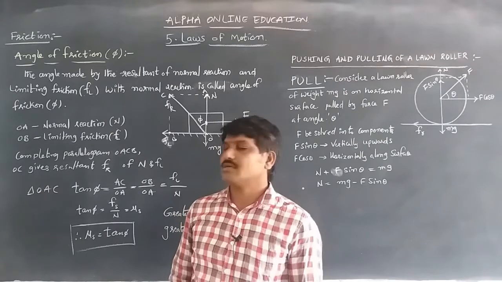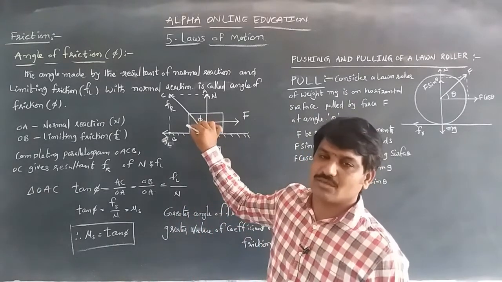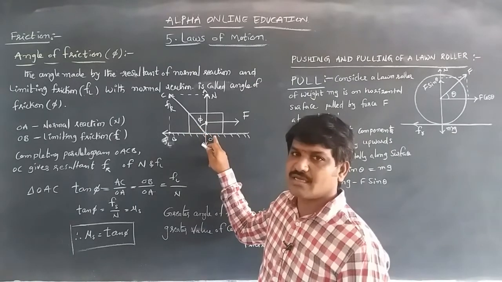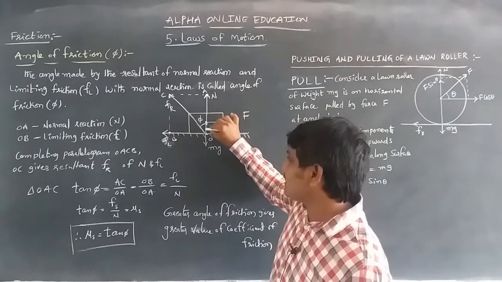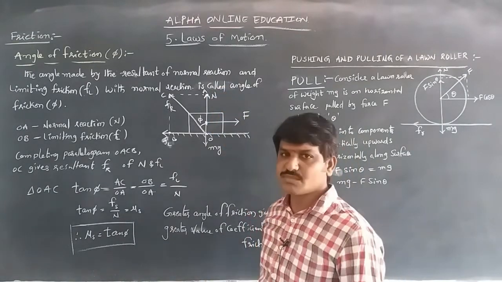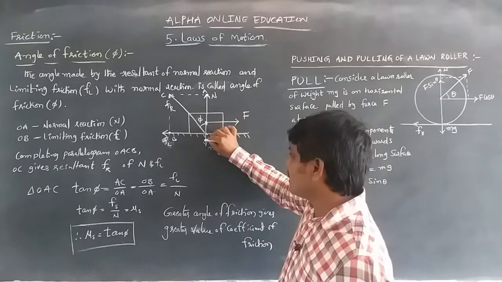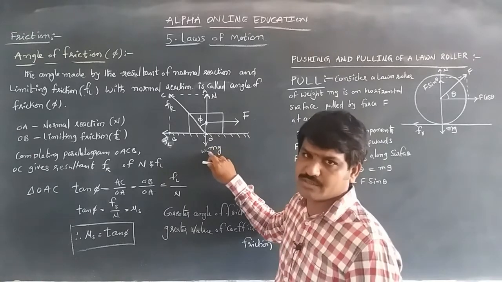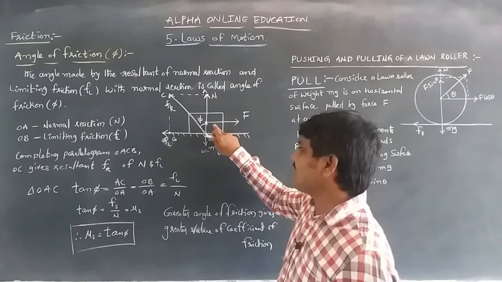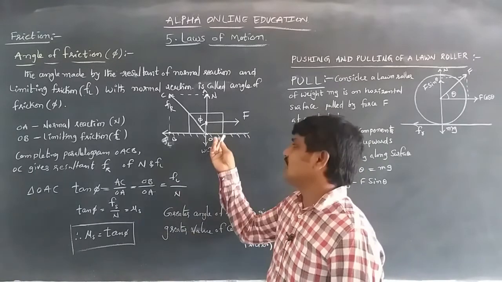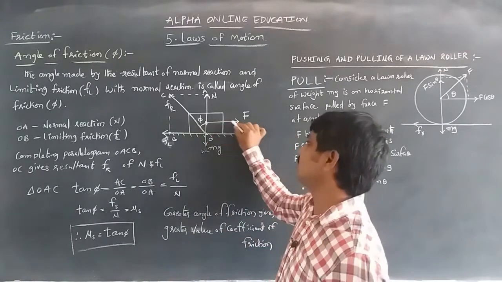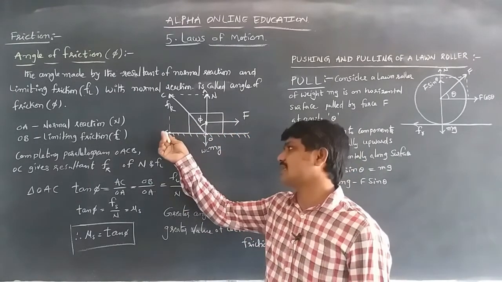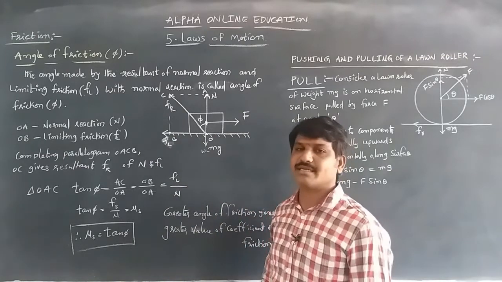Here we are going to discuss when a block is placed on the horizontal surface. When a block is placed on the horizontal surface, we know that the normal reaction is acting perpendicularly upwards to the surface, and weight acting vertically downwards, that is W is equal to mg. Whenever it is in static condition, the limiting frictional force will act, opposite to the applied external force.